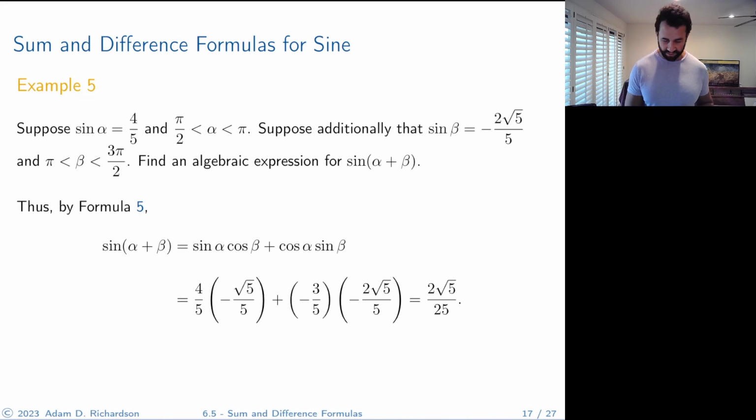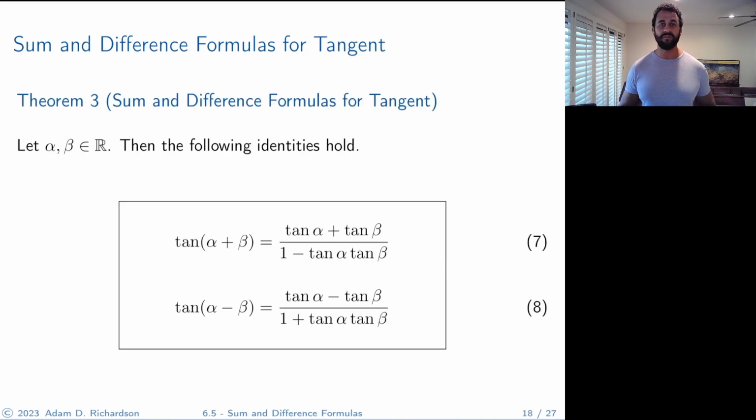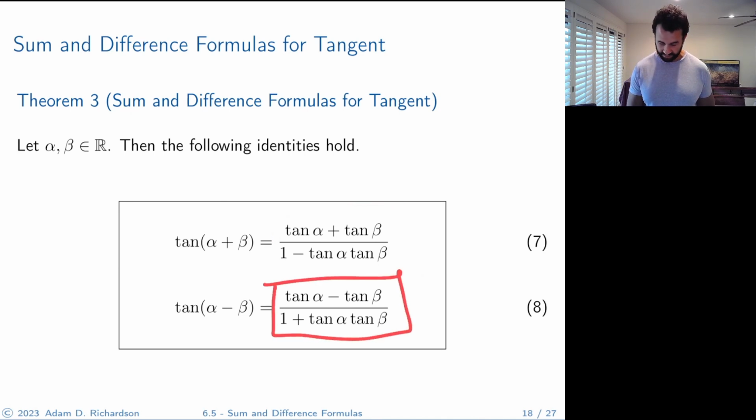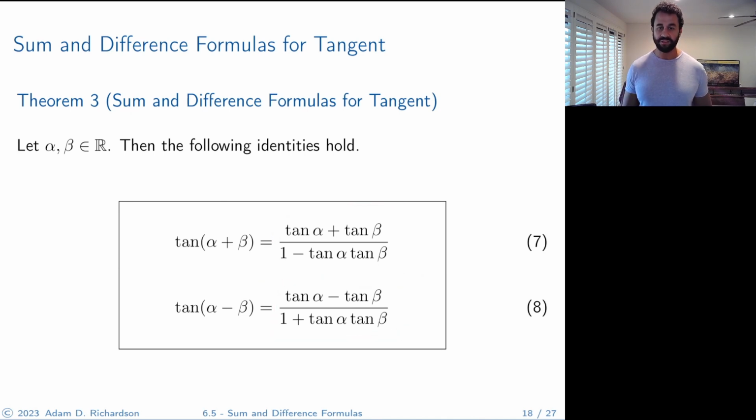All right, moving right along. Now we're going to get the sum and difference formulas for tangent. So the setup is as before. Let's just say you've got any two angles, alpha and beta. Tangent of alpha plus beta is going to be given by this expression here. And then tangent of alpha minus beta is going to be given by this expression right here. So again, very, very similar. The only difference is these signs change.